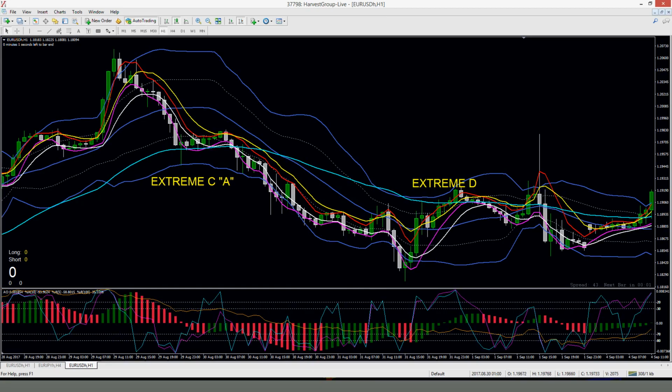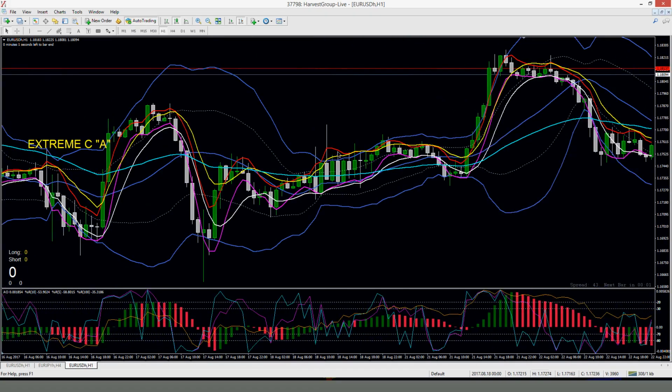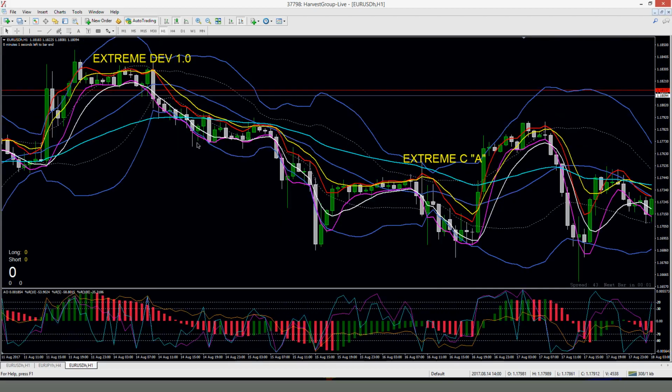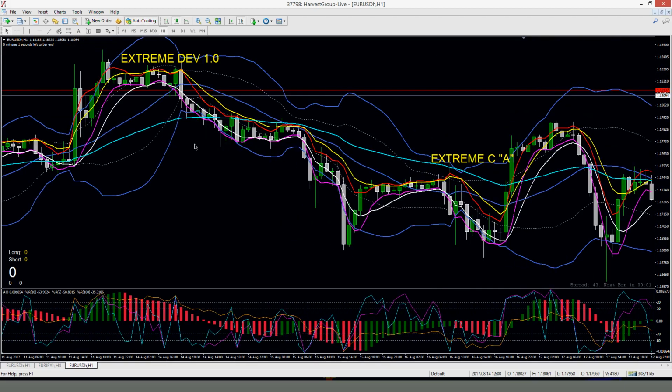Extreme CA is when the candle rejects MA50 at top or low BB. There's another example over here, extreme CA. So the candle rejects MA50 at top or low BB. And the last one is extreme deviation 1. Extreme deviation 1 works whenever the Bollinger band is sideways. So when the candle rejects deviation 1, then that's an extreme deviation 1.